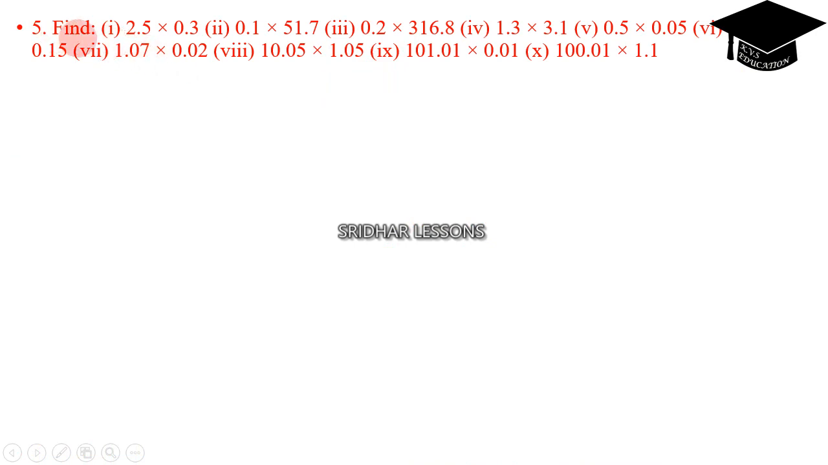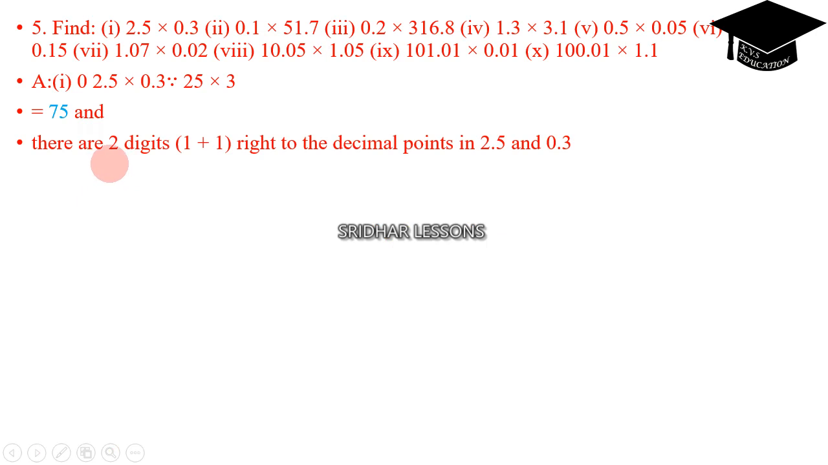Next question, question number 5. Find 2.5 into 0.3. We know 25 into 3 is equal to 75, and there is 1 digit right of the decimal point in 2.5 and 1 digit in 0.3, so 2 digits in total. So we can write this as 0.75. Understood clearly? There are two digits after the decimal point. Here it is 1, here it is 1. Like that we have to do.